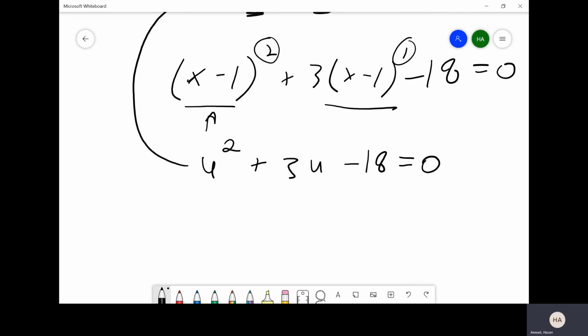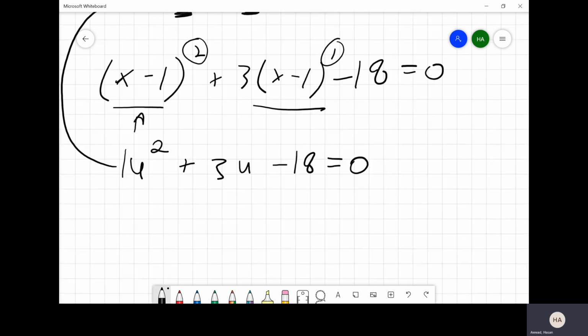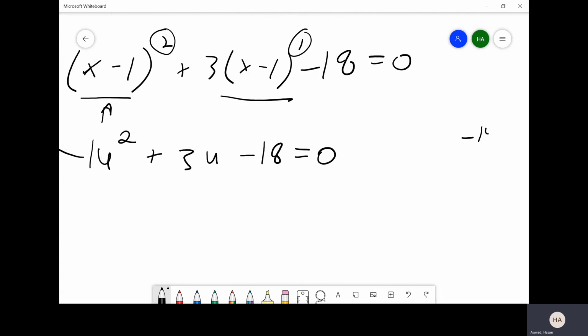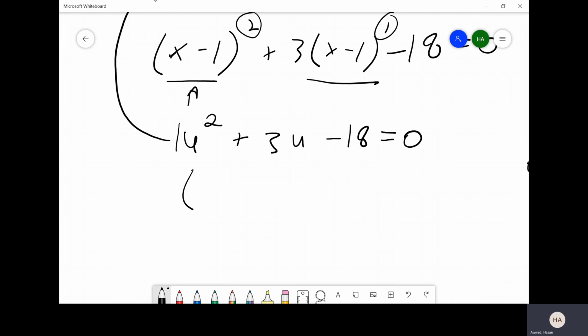u squared plus 3u minus 18 is equal to 0. Well, I'm going to do this by factoring, right? Our coefficient of u squared is 1, so we don't have to do a times c. We just need to look at factors of negative 18, so that they will add together to give us a positive 3, right? And that should be pretty easy: 6 and negative 3, right? 6 times negative 3 is negative 18. 6 plus negative 3 is positive 3, right? So u plus 6, u minus 3 is equal to 0.